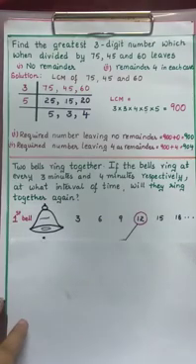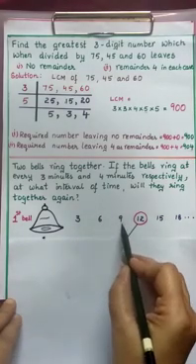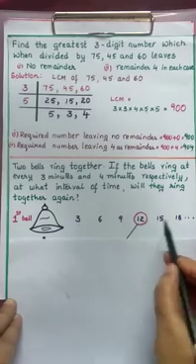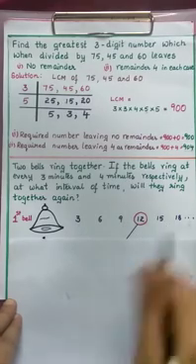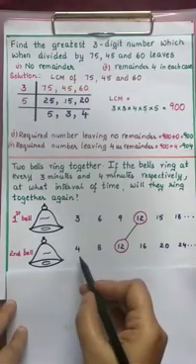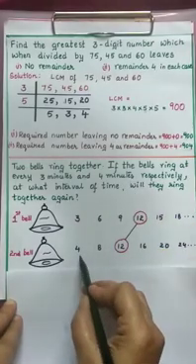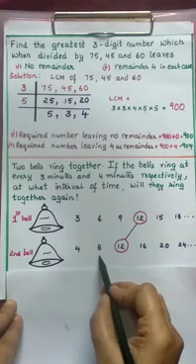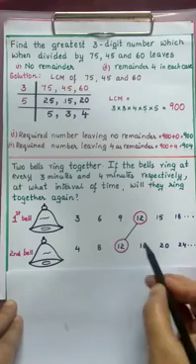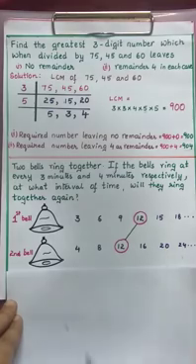Now you see the first bell here. The first bell rings at every 3 minutes. So first it rings after 3 minutes. Next after 6 minutes. Next after 9 minutes. Next after 12 minutes. Next after 15 minutes, and so on. Now you come to the second bell. This second bell rings at every 4 minutes. First it rings after 4 minutes. Again it rings after 8 minutes. After 12 minutes. Next after 16 minutes. Next after 20 minutes, and so on.